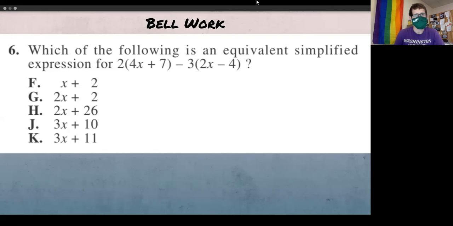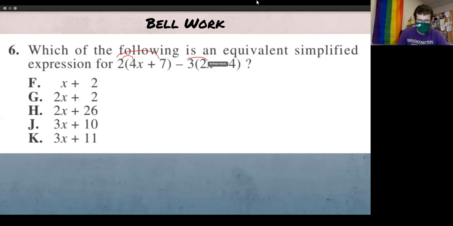Okay, we're looking at an expression that's given and we just want to simplify it. We're not asked to solve for anything because we don't have an equal sign. Remember, you can't solve for x if there's no equal sign. So in this case, we're just simplifying. So if I look at this, the first thing I can do to simplify is to use my distributive property.